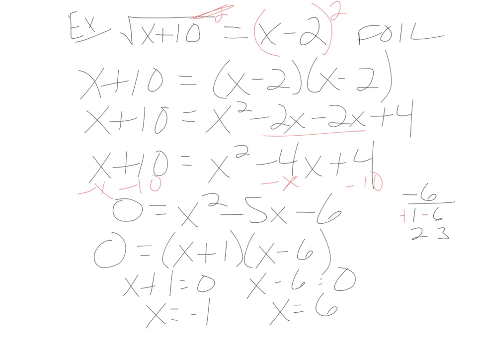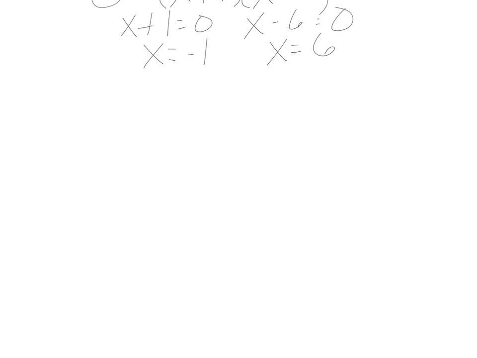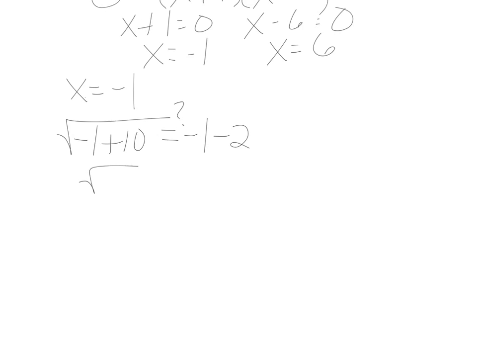Now I have to check these. So these go back into the original equation everywhere I see an x. We'll start with the negative 1. And everywhere I see an x, it's going to look like this. The square root of negative 1 plus 10 equals negative 1 minus 2. We want to know if that's true or not. Well, just like the previous problem, I can't ever take the square root of something and equal a negative. So the negative 1 is extraneous. I have to throw that out.